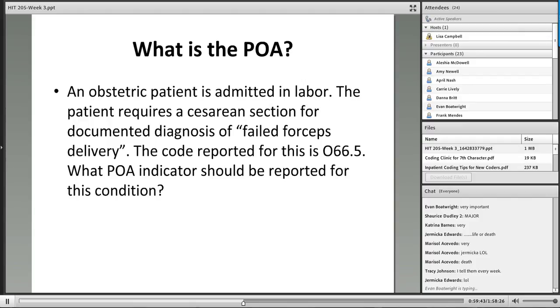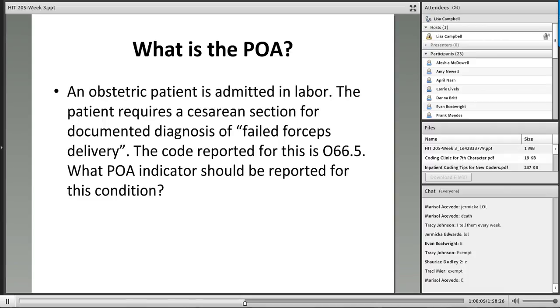An obstetric patient is admitted in labor. The patient requires a cesarean section for diagnosis of failed forceps delivery. The code reported for this is 066.5. What's the POA indicator?